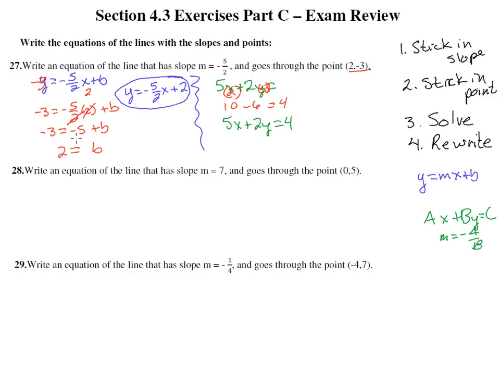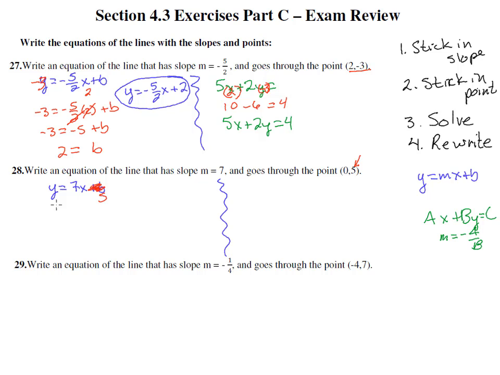Number 28. We now have, let's divide those up, write an equation of the line that has slope equals 7. So we get y equals mx, so 7x plus our b. We don't know what the b is yet. Oh wait, it gave us the intercept, 0, 5. Look at that, so we do know that.